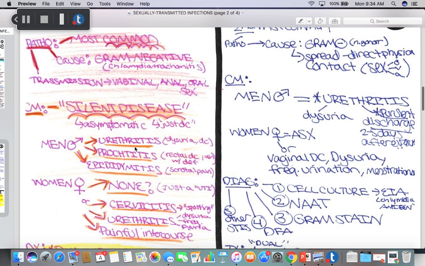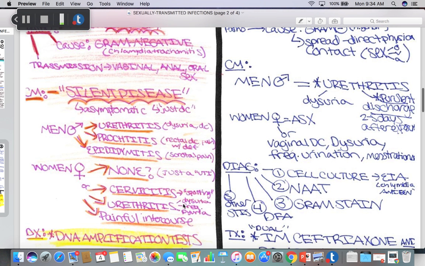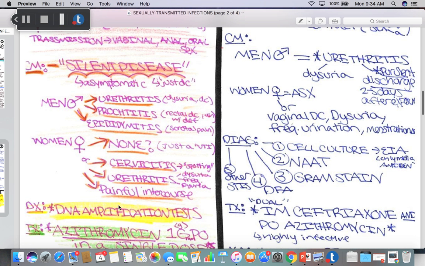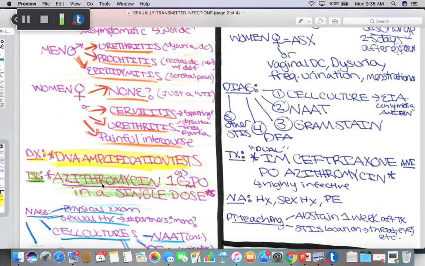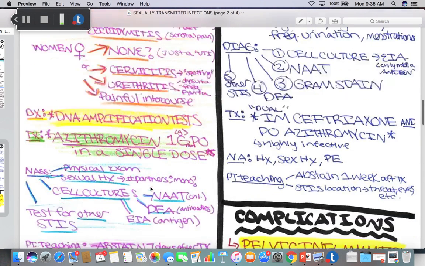In women with chlamydia, they might not have any clinical manifestations, or they might just think they have a UTI. So cervicitis, such as spotting, they might have urethritis, which is dysuria, frequency, or polyuria, and also a patient might experience painful intercourse. Diagnosis of chlamydia includes the DNA amplification test. To treat chlamydia, you're going to use azithromycin, 1 gram PO in a single dose.